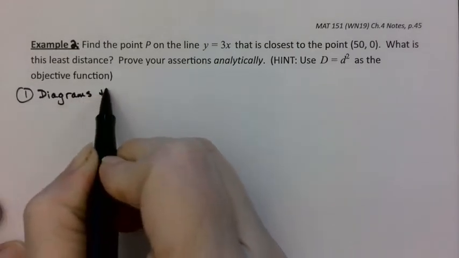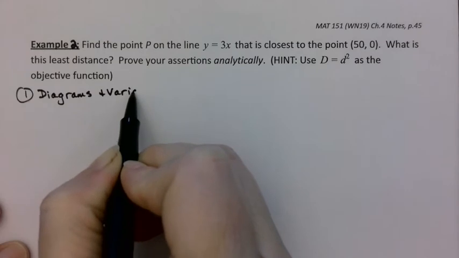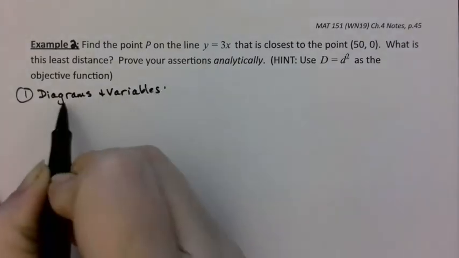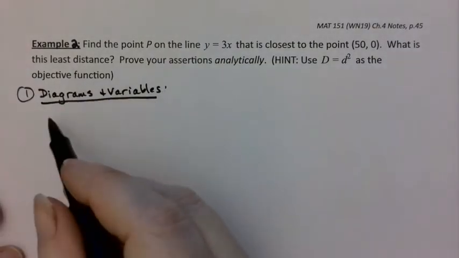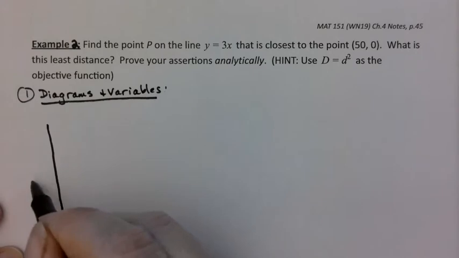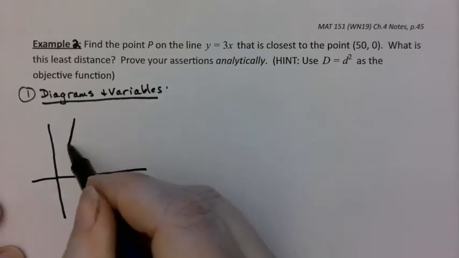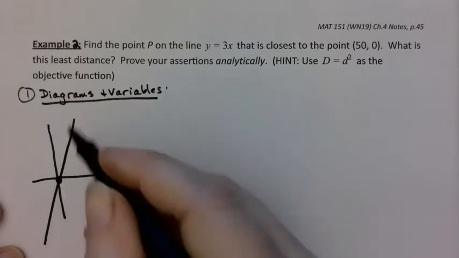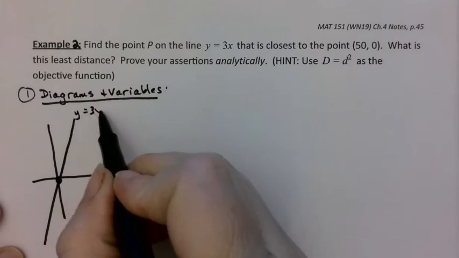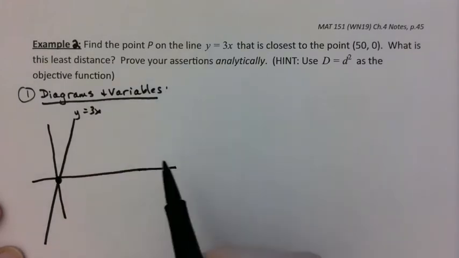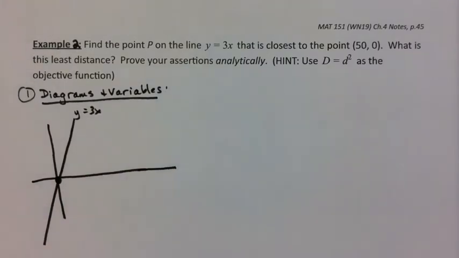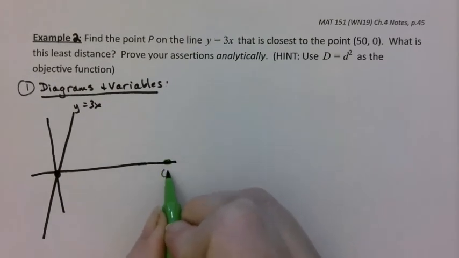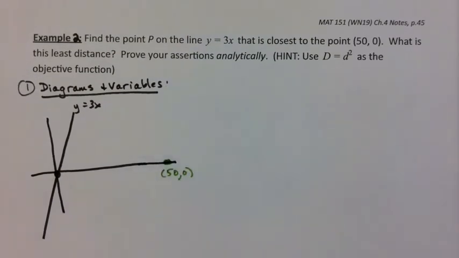So diagram and variables, that's your first mission. Now I'm not going to draw this to scale, but you get the general gist of it. So you have a line y equals 3x, which we all know looks like that. It goes through the origin. So this is y equals 3x. And you have a point way out here, which is (50, 0). So I'll put it out here. So over here is (50, 0).